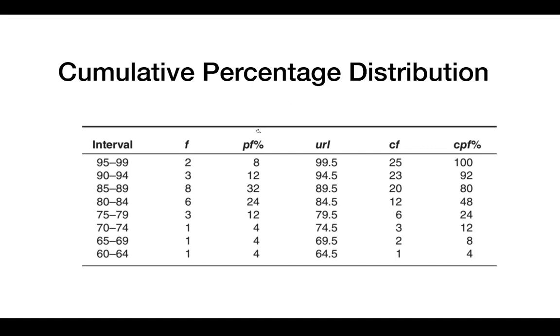On the other hand, if you wanted to know what your percentile rank would be if you scored 79.5 in the midterm, you would look at the cumulative percent frequency entry for the 75 to 79 interval, which tells you that the percentile rank is 24, which would tell you that you have beaten 24% of the group.